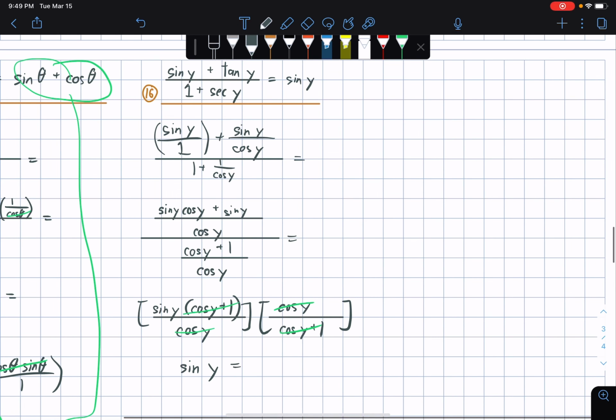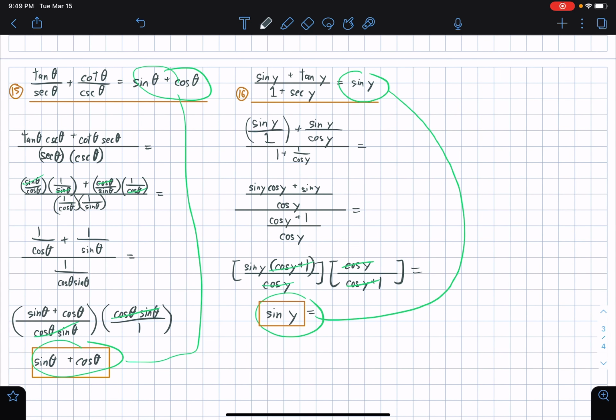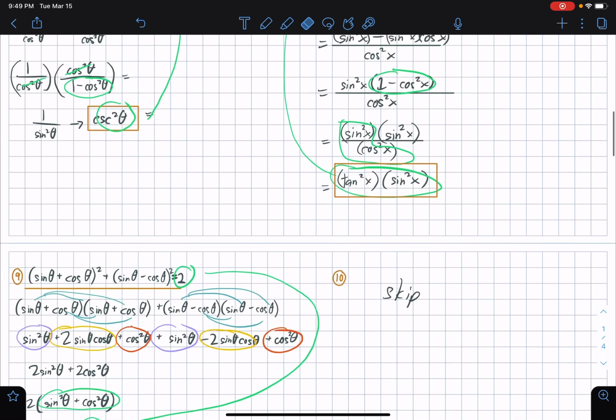Let's see if it's verified already. So yeah, it is verified. They're the same. That is how you solve, that's how you verify trigonometric identities.